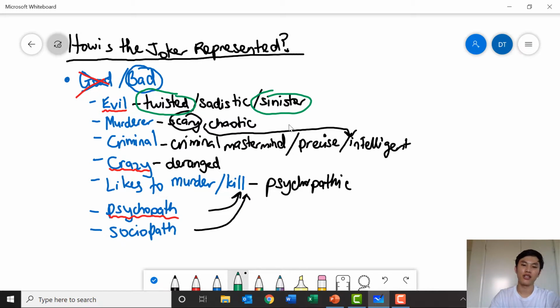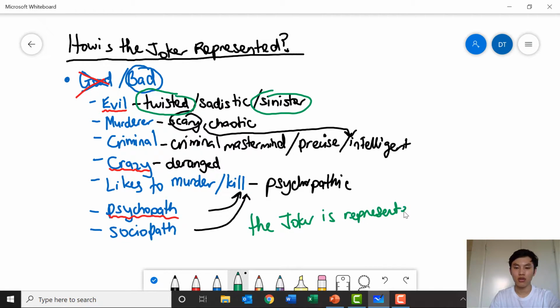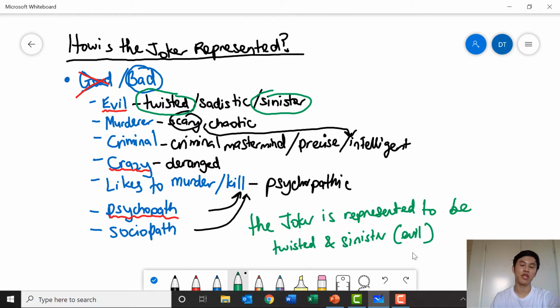So really my answer, my topic sentence, my answer to the question is, the Joker is represented to be twisted and sinister. Or we can add evil, right? He's basically evil, so we can come up with different synonyms for that. Okay, and so right here, what we've done actually is we've come up with our topic sentence.